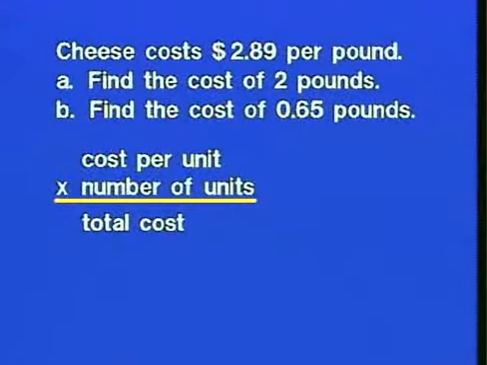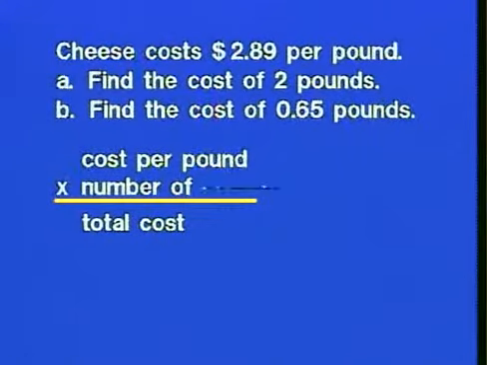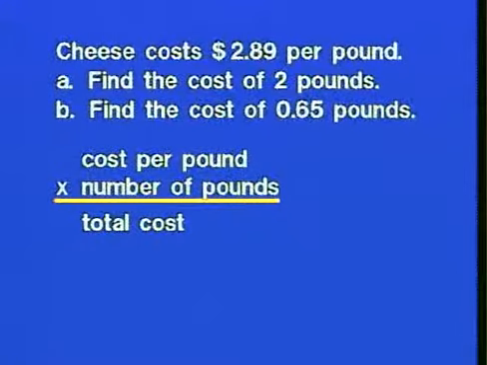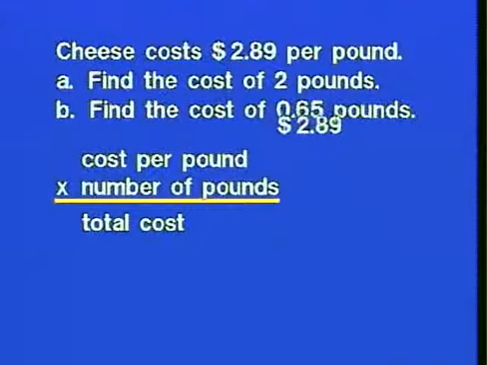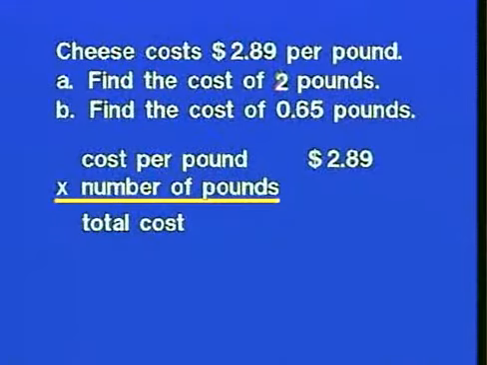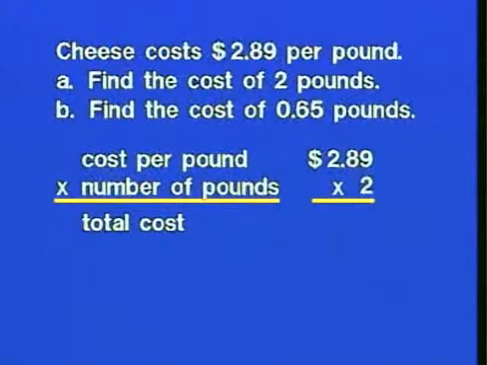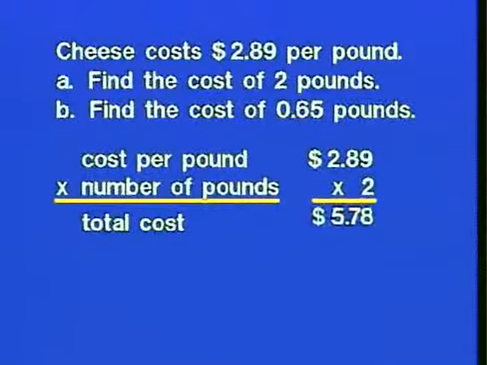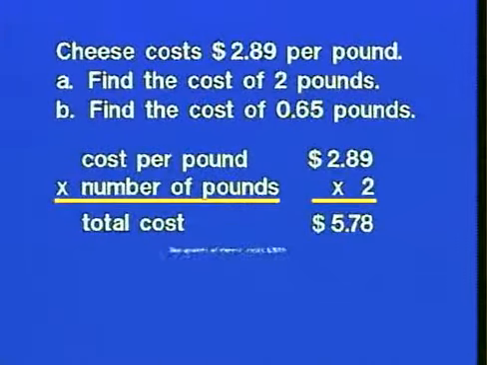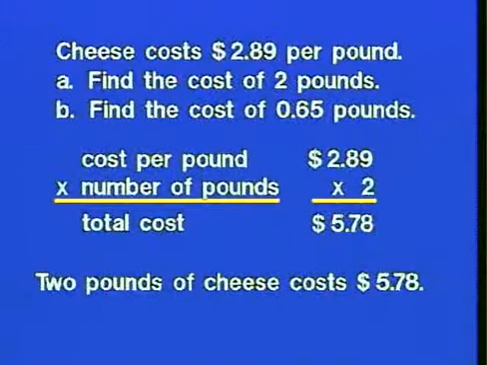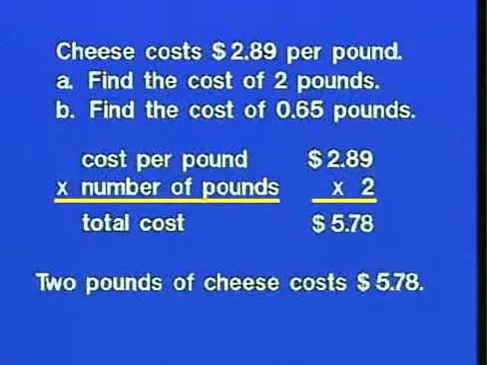Now, in this problem, the kind of unit is called a pound, so we could modify our items here and write cost per pound times number of pounds to give total cost. Well, that's what we understand, and we may or may not write this down before we begin our calculations. To do the calculating, we write down the cost per pound, $2.89, and for the A part of the problem, we multiply by 2. And 2 times $2.89 is $5.78, so 2 pounds of cheese will cost $5.78.